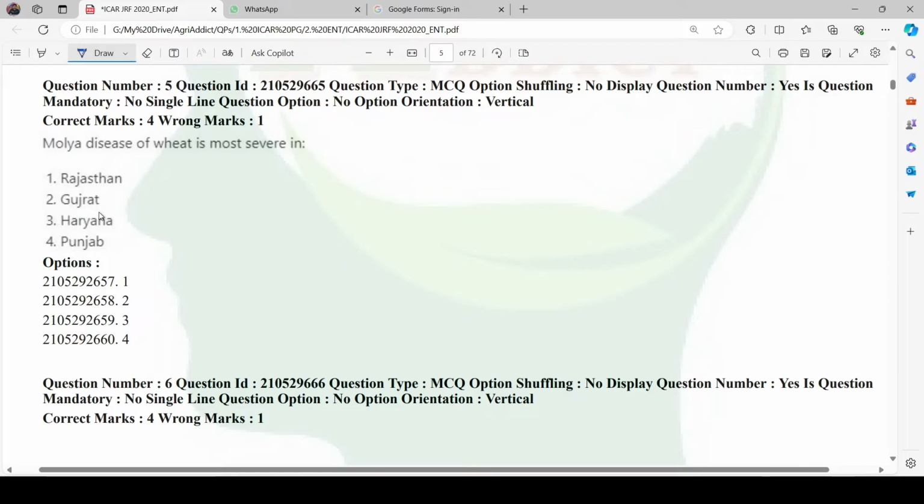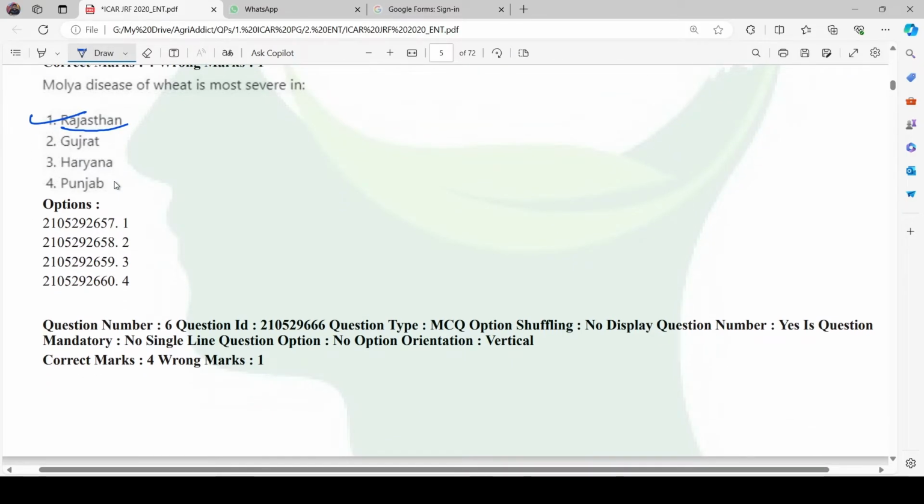Question number 5 is: Molia disease of wheat is most severe in? You all know that it is most severe in Rajasthan, and this is caused by Heterodera. And Vasudeva first discovered it.